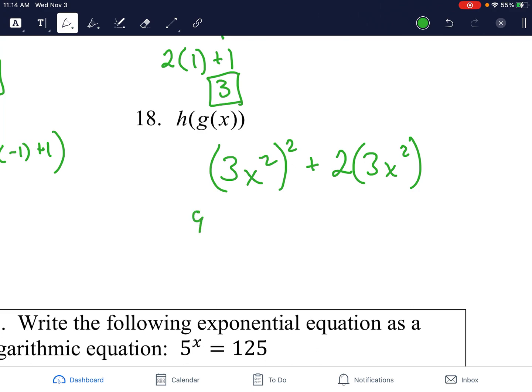In this case, I have to square both terms inside the parentheses. So 3 squared is 9. X squared squared is x to the 4th, because you're multiplying the two exponents together. Plus 2 times 3 is 6x squared. And there's your answer.